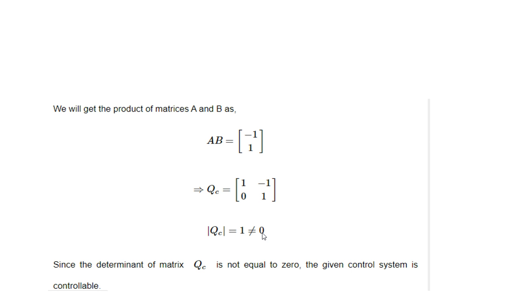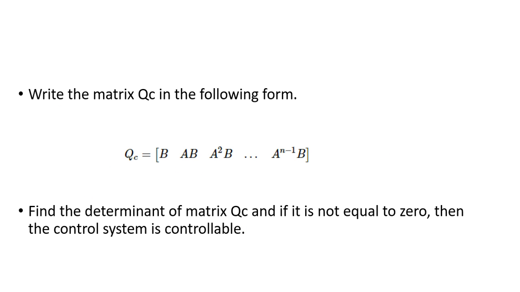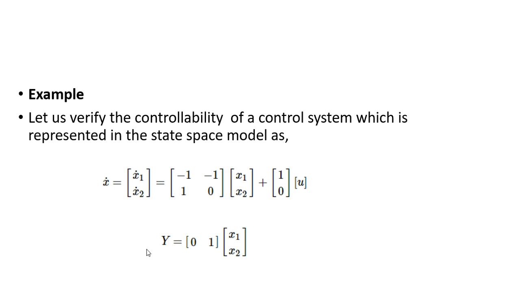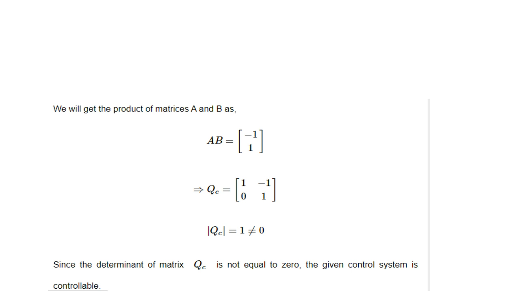Okay, so as per the rule we have seen, if the determinant of matrix QC is not equal to 0, then the control system is controllable. So as per our rule, if you compare this, it is not equal to 0. So since the determinant of matrix QC is not equal to 0, the given control system is controllable. So this is the conclusion. So in this way we can find the controllability of the control system.